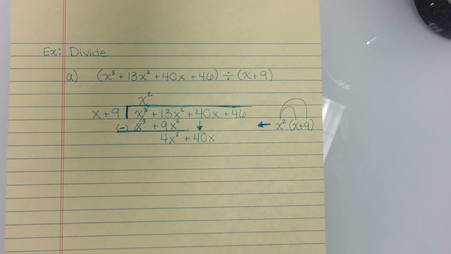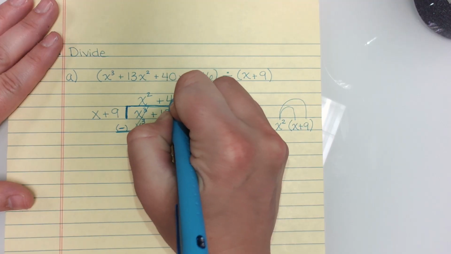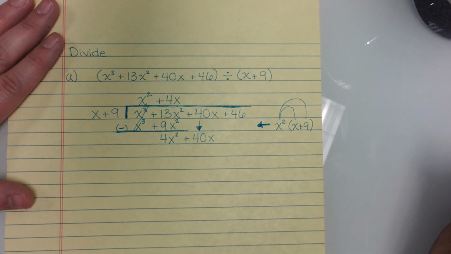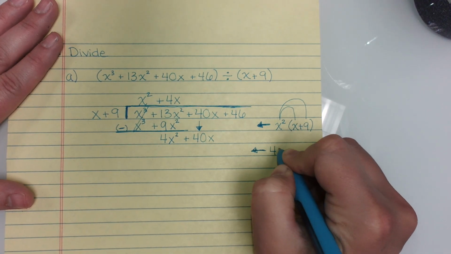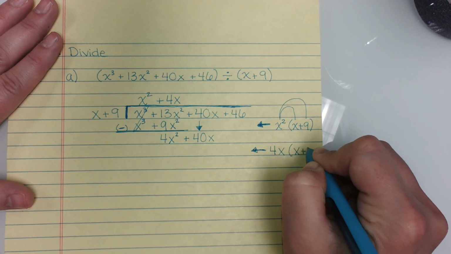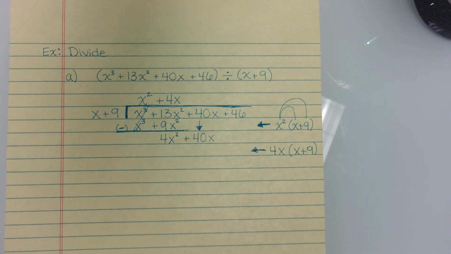Once you get here, you repeat the process. You ask yourself about the first term, multiplying by something to get this term. What do I multiply by x to get 4x squared? 4x specifically. I put whatever it is up here. Don't forget the plus or minus. And then, whatever it was, 4x in this case gets multiplied by what you're dividing by, x plus 9, and that goes underneath. Repeat the process until you run out of terms to make it work.